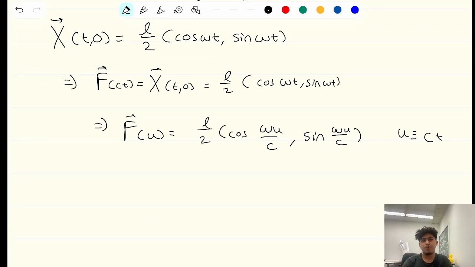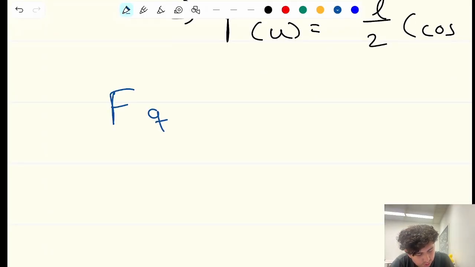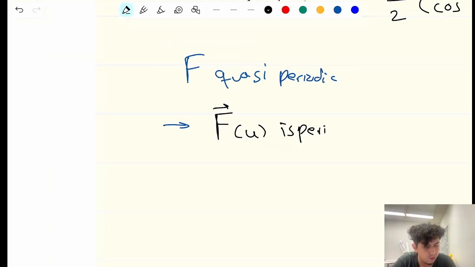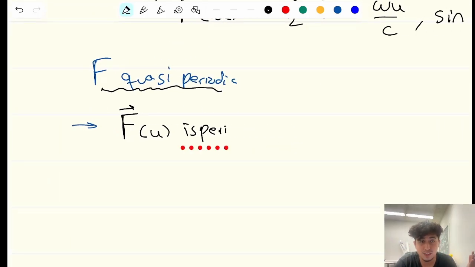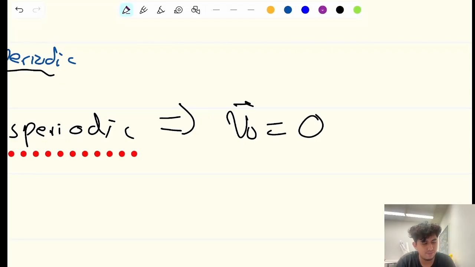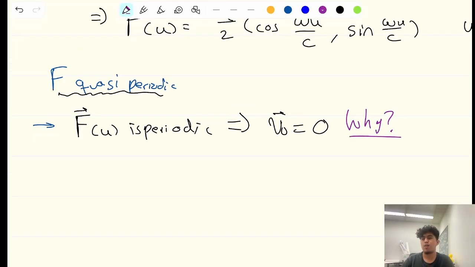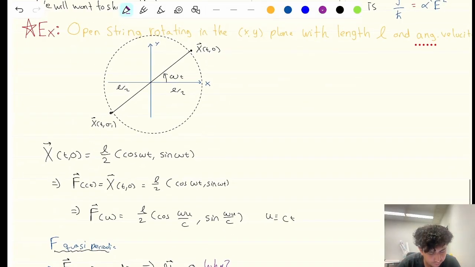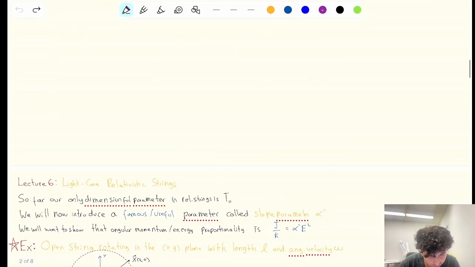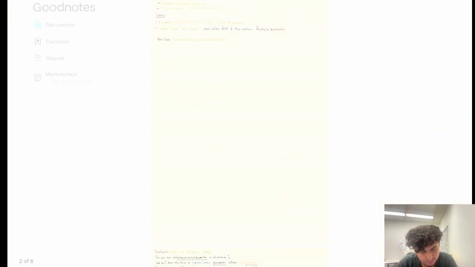Okay, so now we also know that f is quasi-periodic. Notice that f, this thing, is periodic. We already knew that in order for f to do something, it has to be quasi-periodic, but periodic is a better condition. So if f is periodic, then this has to be true. Think about it. Why? I'm going to ask this in class. Why, guys? Why does b naught have to be 0?